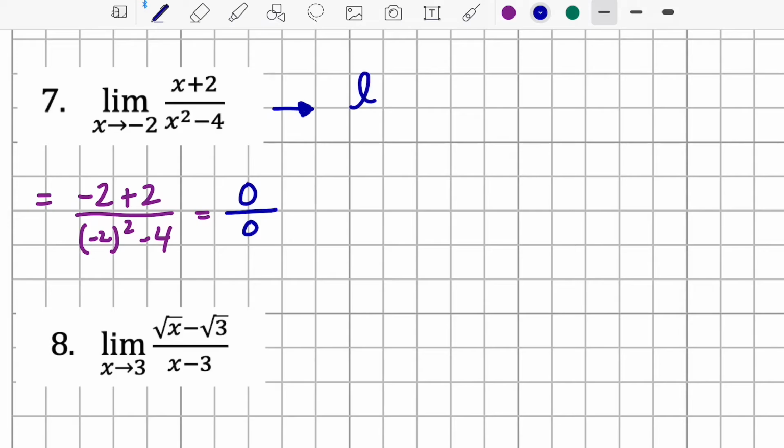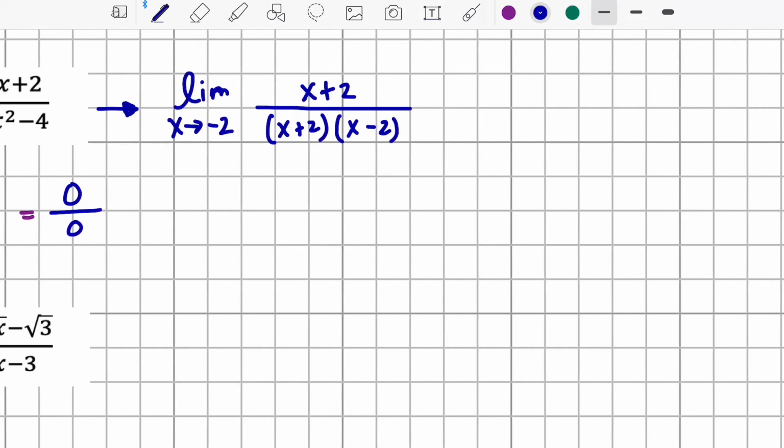Now, we need to keep the limit sign. So limit as x approaches -2. The numerator is going to stay the same. Nothing changes. x plus 2. The denominator, we're going to factor it. It's going to be x plus 2, x minus 2. So now, I notice that the x plus 2 cancels this x plus 2. So now, let's rewrite it.